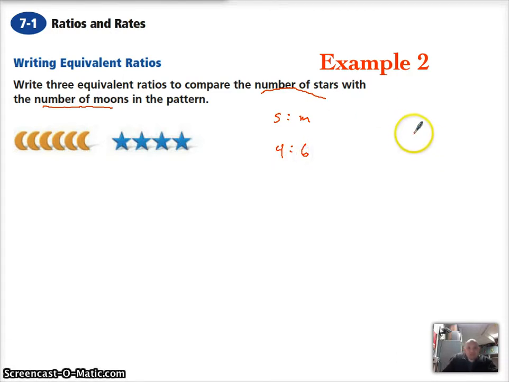4 to 6. Another way in which we could do that, of course, is fractionally, writing it with a fraction bar. Although, again, this is not a fraction because it's not a part of a whole. We're comparing two different quantities here. 4 stars to 6 moons. An equivalent ratio would be, if we divide both top and bottom by 2, just like a fraction, we'd get 2 stars for every 3 moons. And we could break that down. 2 stars for every 3 moons.